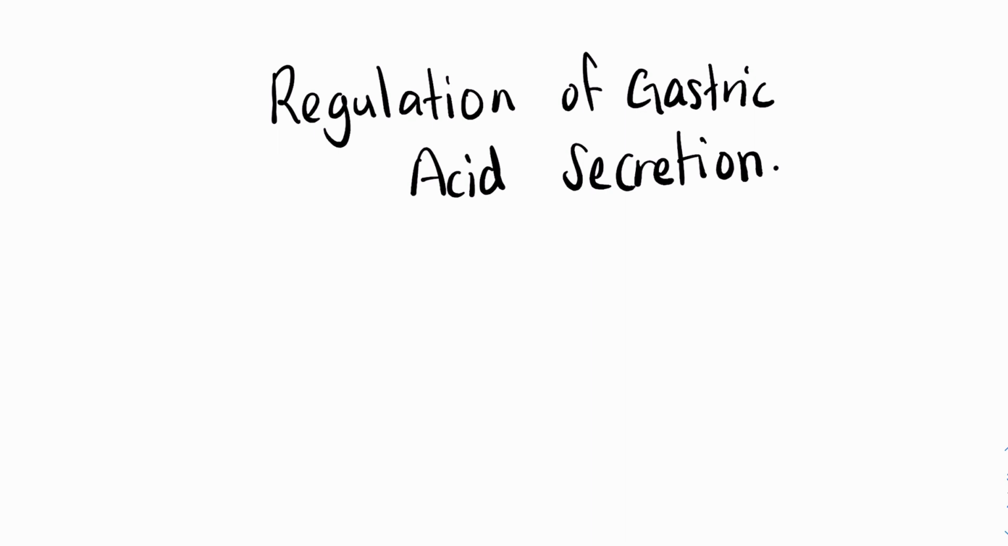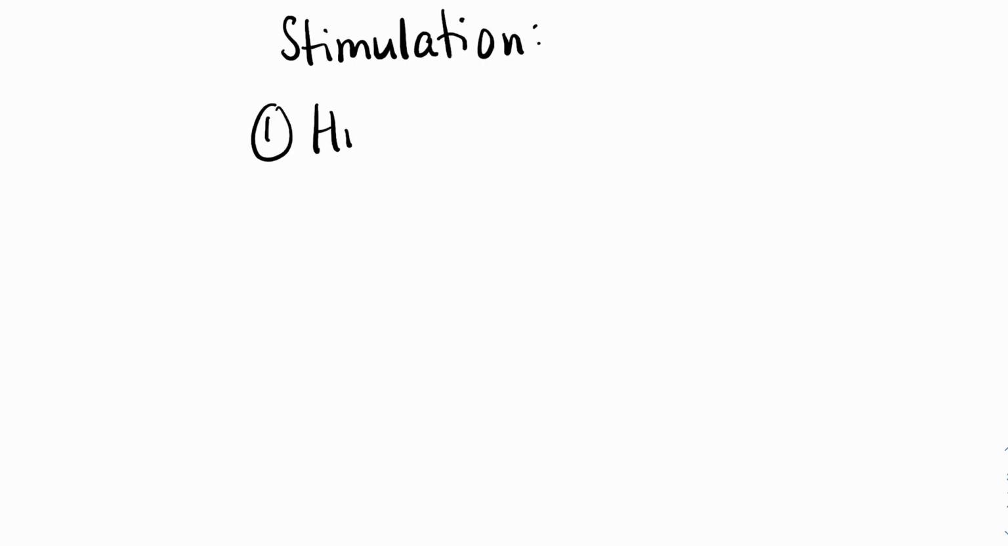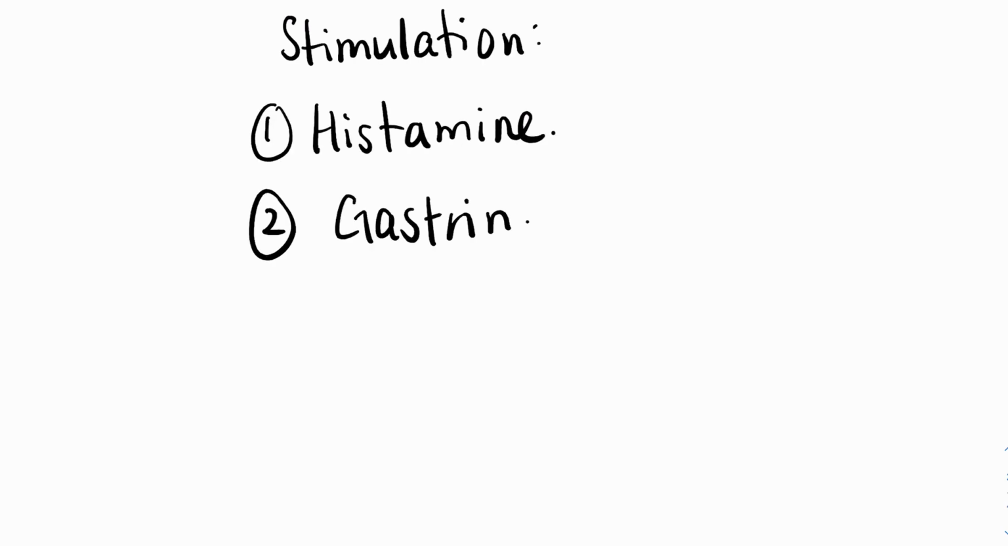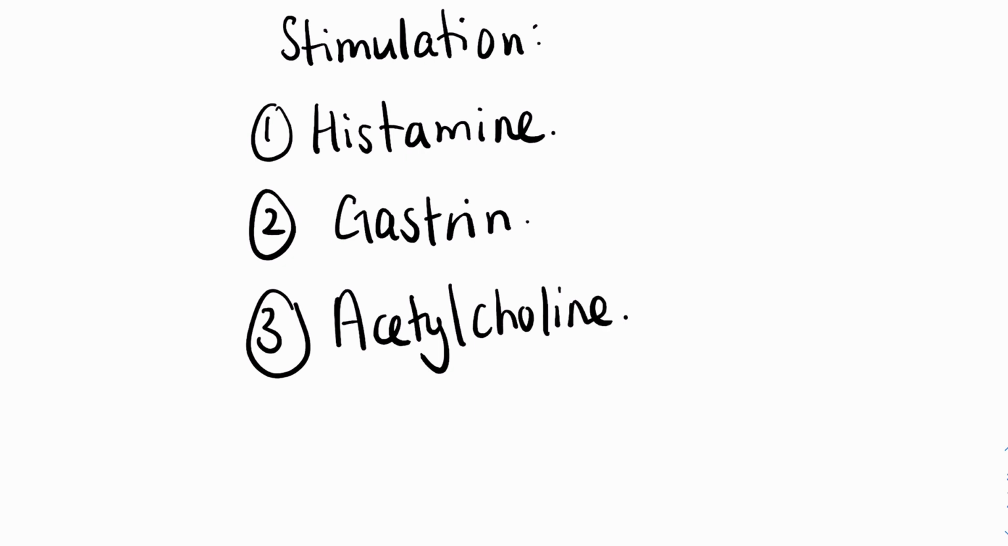And now back to this video. The secretion of gastric acid is highly regulated by both endocrine and nervous signals. This means there are a lot of hormones involved within the stimulation of the secretion of gastric acid. This includes histamine, gastrin, and acetylcholine.